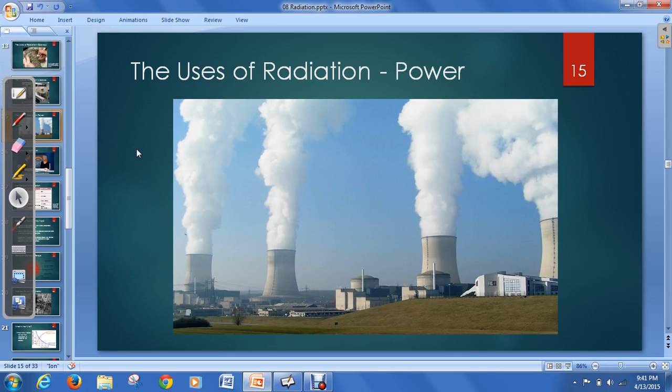All very unique and useful applications of radiation. All right, so that's the uses. Let's get into some of the dangers.